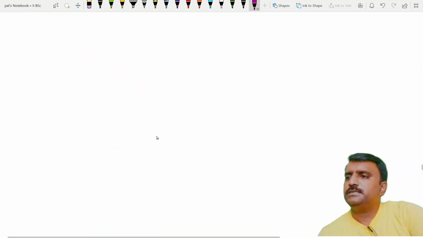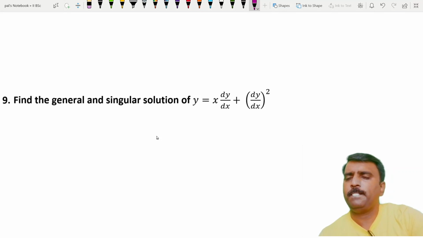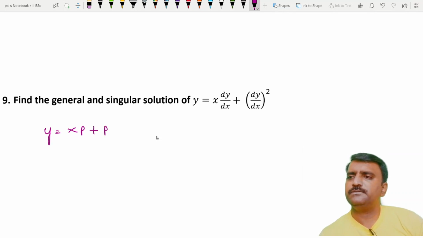Okay, next one more example. Find the general and singular solution of y is equal to x into dy by dx plus dy by dx whole square. So now you write this equation as y is equal to x into p plus p square. I think it is an easy problem, you can solve it yourself. In place of dy by dx I have written p.